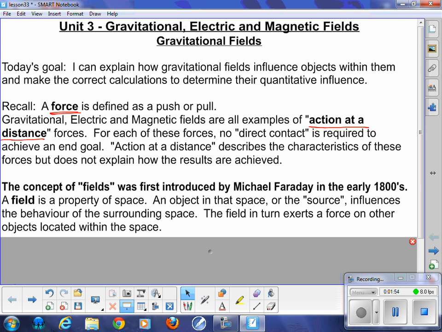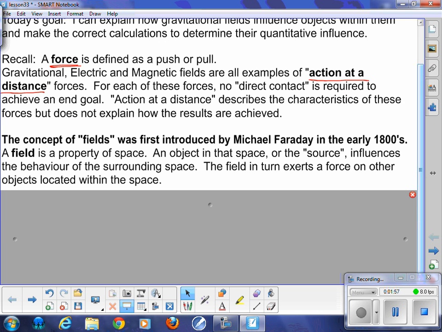So let's talk about the concept of fields. This is one of the first terms that you're going to need to understand and be able to use. It goes into communication, being able to use proper terminology. A field is a property of space. So there's your first new definition. A field is a property of space. This was first introduced by Michael Faraday, a famous physicist in the early 1800s. And an object in that space, we call it the source. It influences the behavior of what's in the surrounding space.